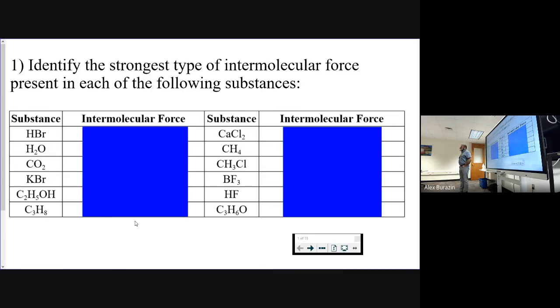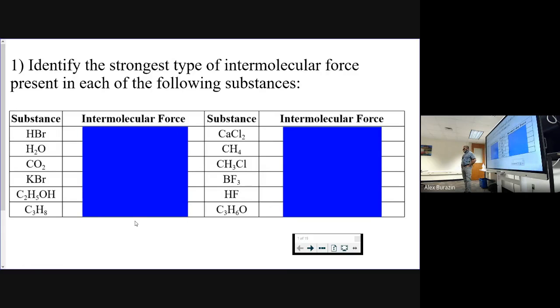All right, let me do some of you. I'll start going through a couple. Okay. So for number 1 here, we're trying to identify the strongest type of intermolecular force. What that's trying to imply is that there might be multiple, right? Some of these, or everything I should say, has London dispersion forces. Every single substance has London dispersion forces.